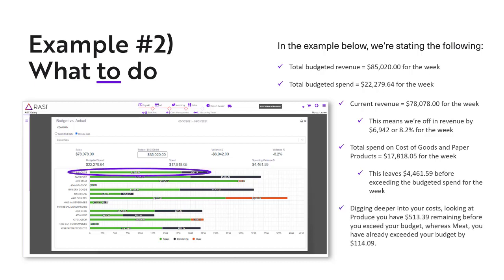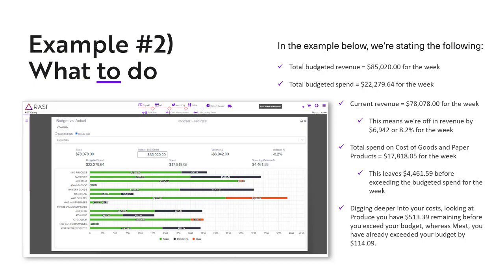So now if we're going to dig deeper into our costs, we can look at our produce. We've got 513.39 remaining before we've exceeded our budget, whereas meat, we know we've already exceeded our budget by 114.09. By adjusting our total budget revenue in real time to correlate with actual sales, we can see the adjustments to our spending targets and adjust ordering behaviors accordingly to hit our budgeted goals.